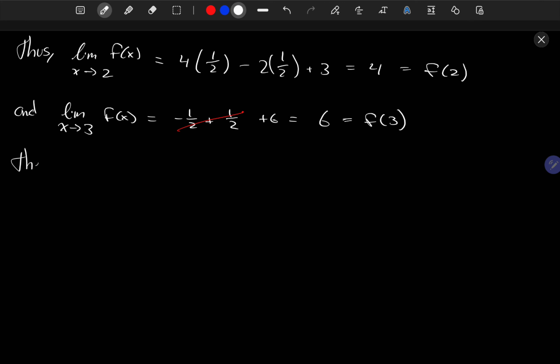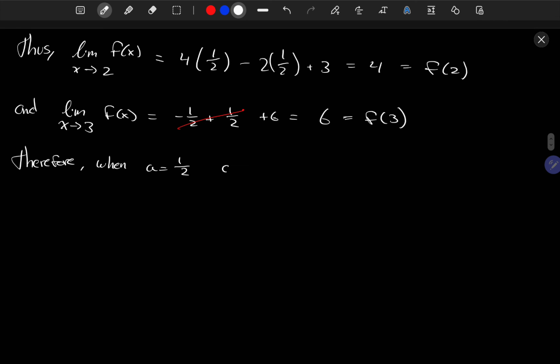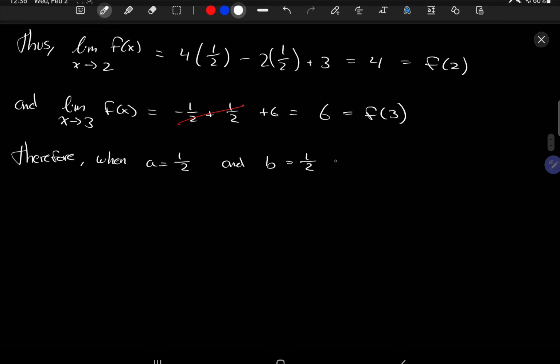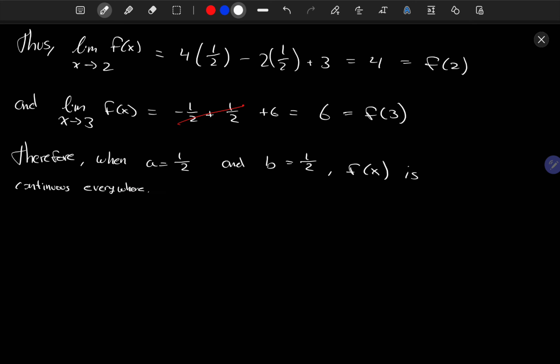Therefore, when a equals 1/2 and b equals 1/2, f of x is continuous everywhere.